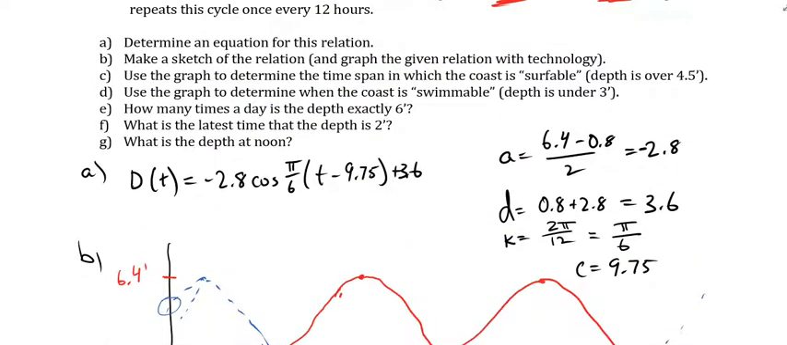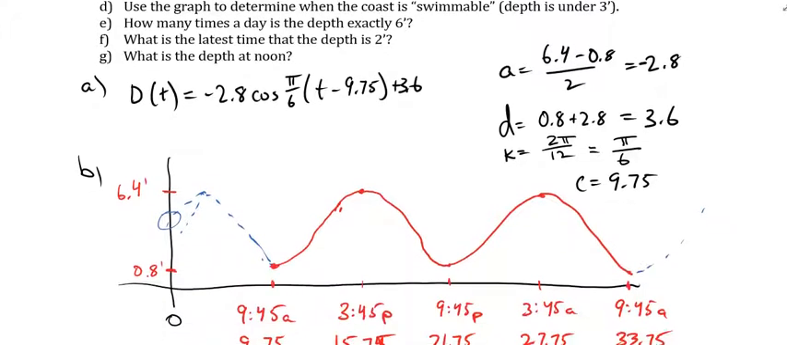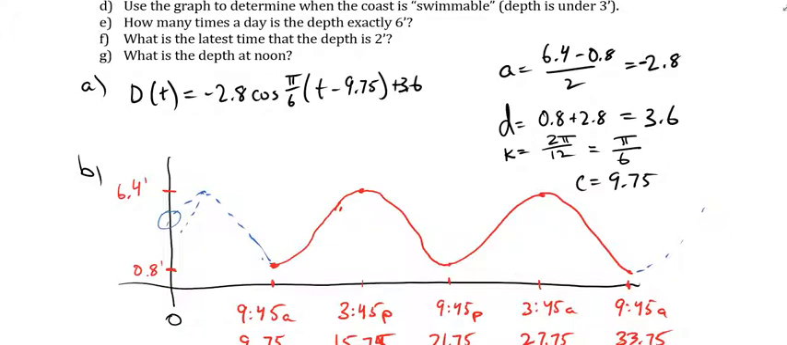Question E, how many times a day is the depth exactly 6 feet? This is something you should be able to answer with your sketch, without technology. Our understanding should be good enough for that. So here's what I'm going to do. I'm going to find where the day ends. It's somewhere between 12:45 and 3:45. Between there, it's going to be at 6 feet 1, 2, 3, 4 times. Does that make sense?